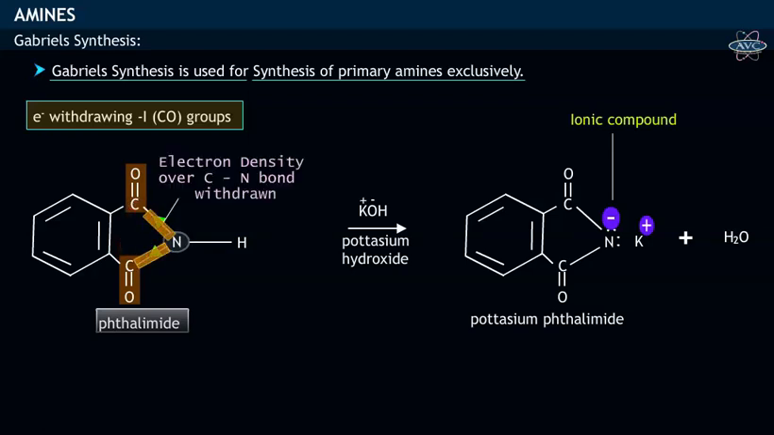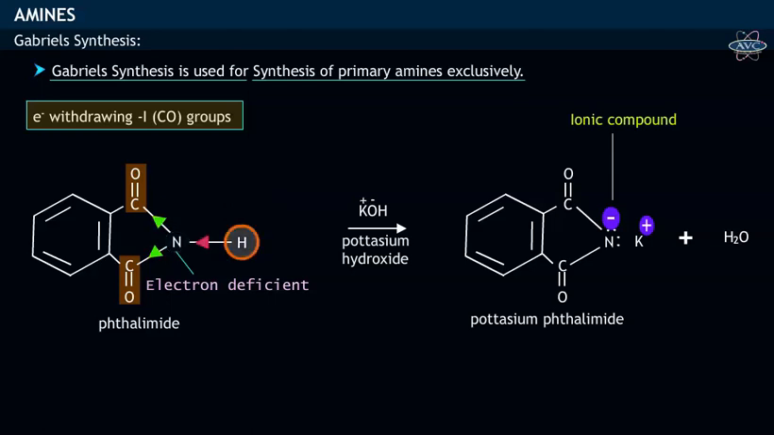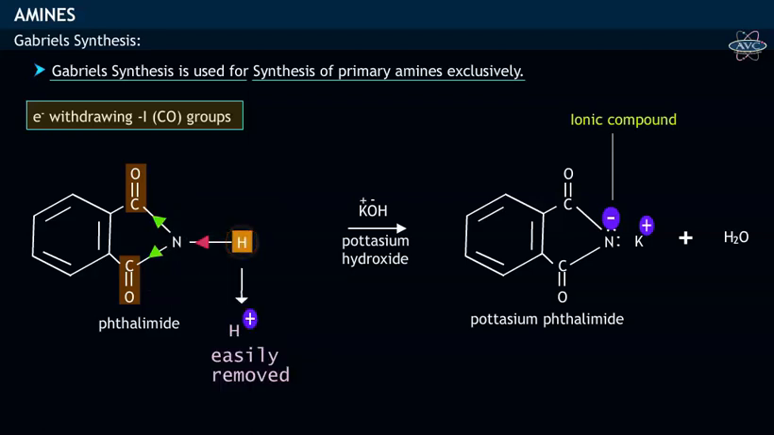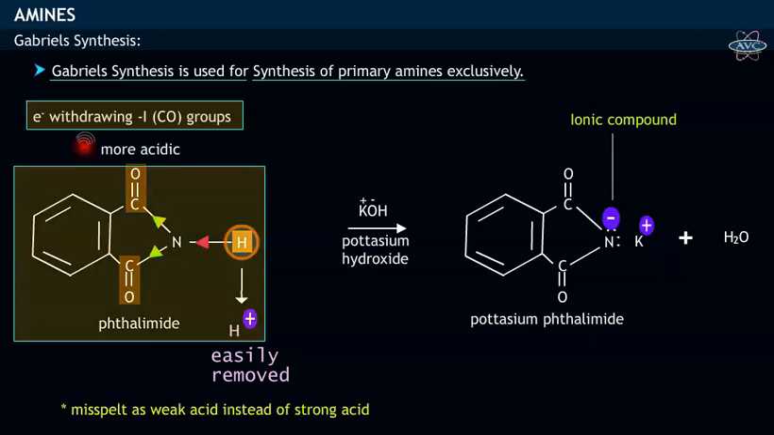towards it. This makes nitrogen electron deficient, which in turn withdraws the bonded electron pair of the N-H bond and thereby weakens it. Thus, the hydrogen ion can be easily removed, which makes phthalimide a weak acid.